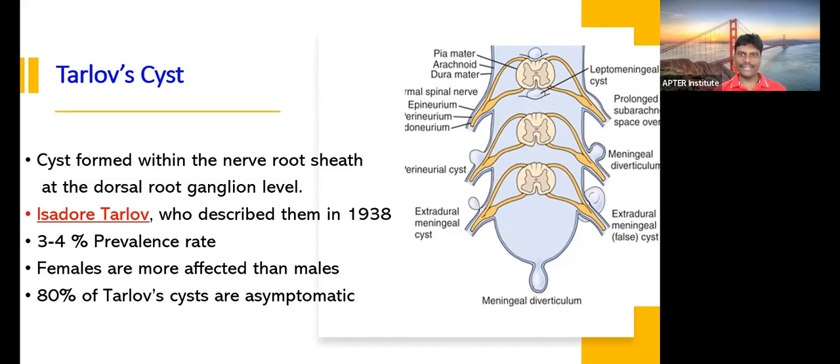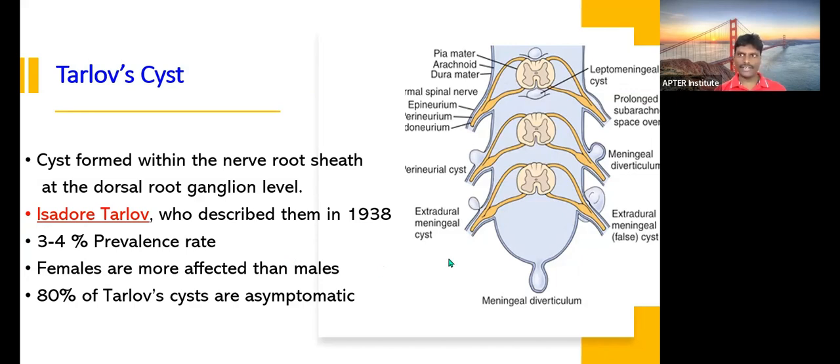Isidor Tarlov, in the year 1938, had identified this condition. He was exploring the filum terminale of cadavers, and he accidentally identified this condition. Eventually, many papers were published on the same topic later on, and now Tarlov cyst is one of the established causes of non-mechanical low back pain. It is not very common. The prevalence rate is only about 3 to 4%, and for unknown reasons, females are more affected than males.